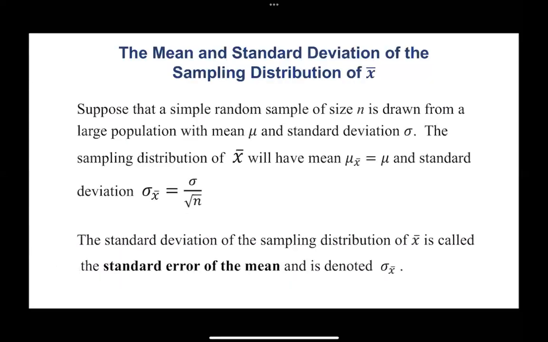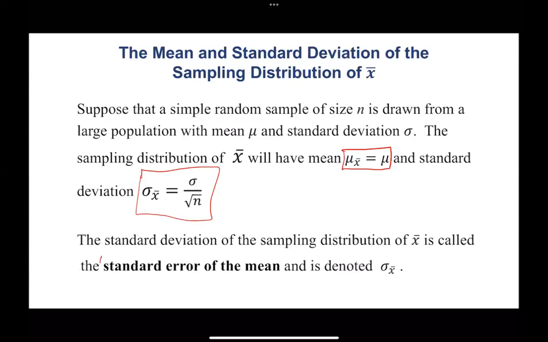Let's take a look. So important, the mean that we are going to use is just going to be the population mean that we have. If you're given a population mean, that is the mean we are using for our sampling distribution. The standard deviation, we use this formula right here. So you take the population standard deviation and divide it by the square root of the sample size.